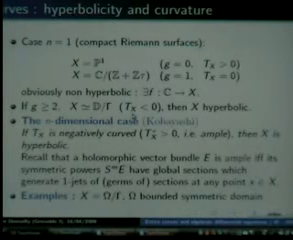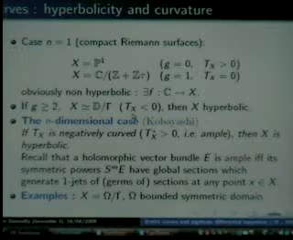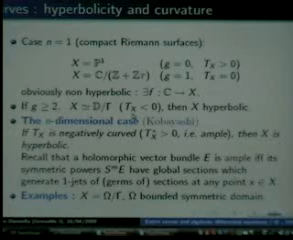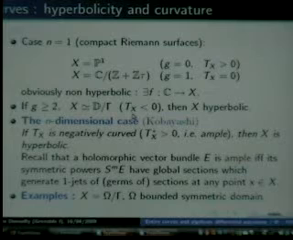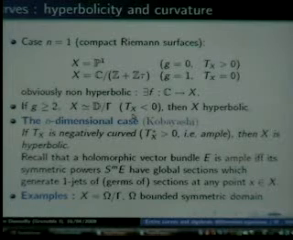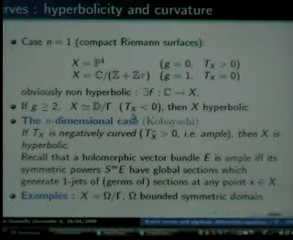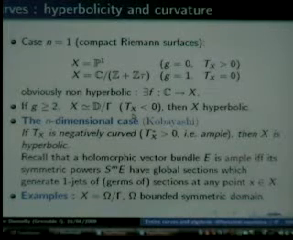In dimension n, Kobayashi already in the early 70s showed that if TX is negatively curved, then X is hyperbolic. This assumption is the assumption, for instance, that the cotangent bundle is ample.